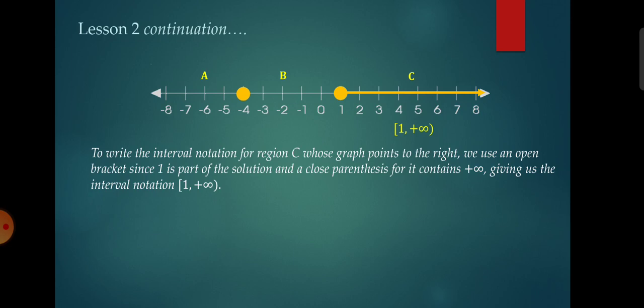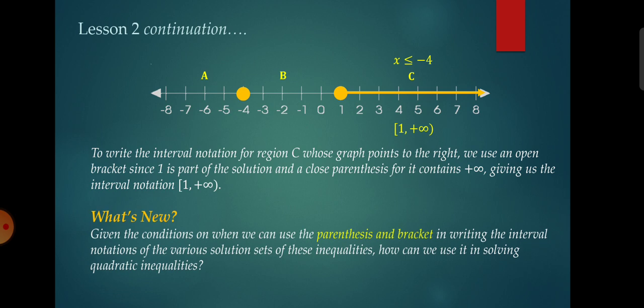So to write the interval notation for region C, whose graph points to the right, we use an open bracket since 1 is part of the solution and a closed parenthesis for it contains positive infinity, giving us the interval notation open bracket 1 to positive infinity, close parenthesis. So wherein ang value sa x is wrong. It should be x greater than or equal to 1.